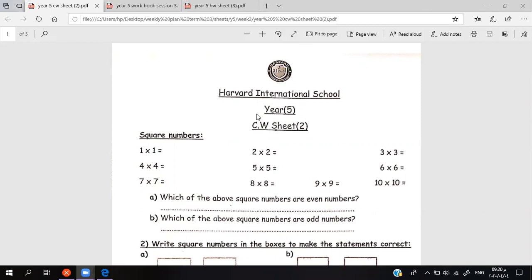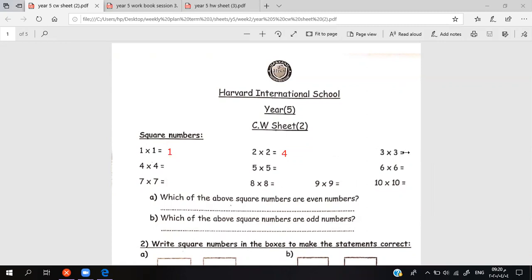What does the word square numbers mean? It means when I multiply a number by itself, the answer is a square number. Let us see. For example, here, 1 times 1 is gonna give me a 1, right? What about 2 times 2? It's gonna give me a 4.